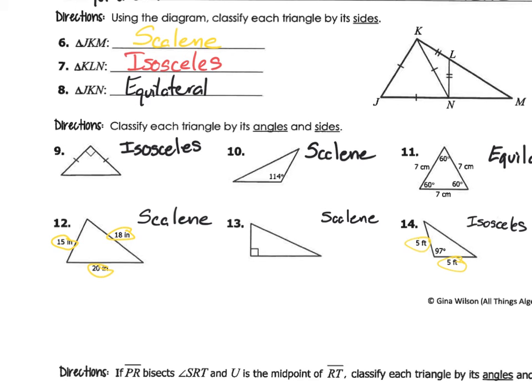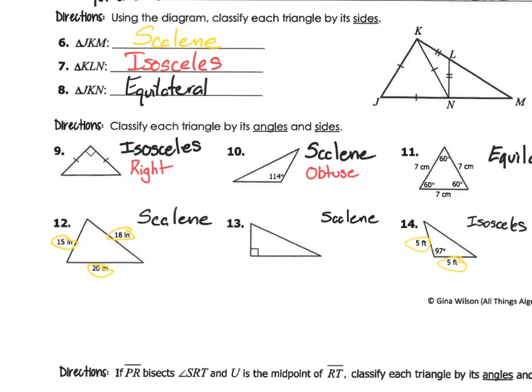Okay. Now we're going to go back and we're going to name them based on their angles. Okay. So let's look at 9. Do they give us any angles on the inside? They give you a right angle with the square. Good. Okay. How about 10? Is it bigger or obtuse? Good, because the 114 would be bigger than 90.